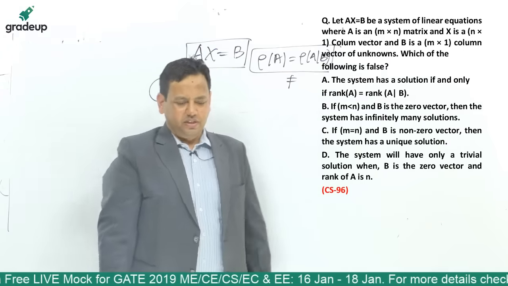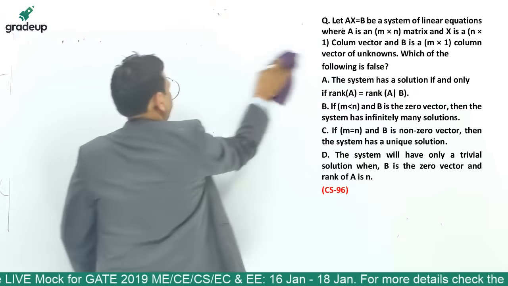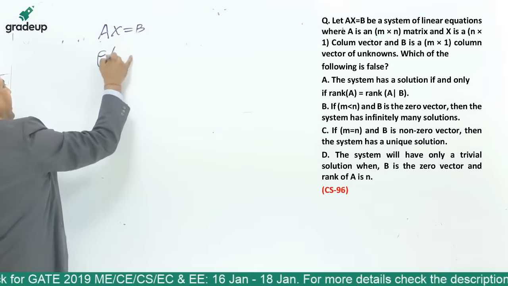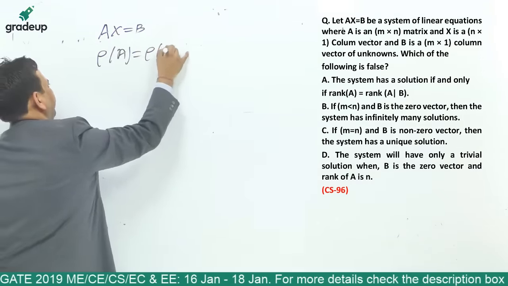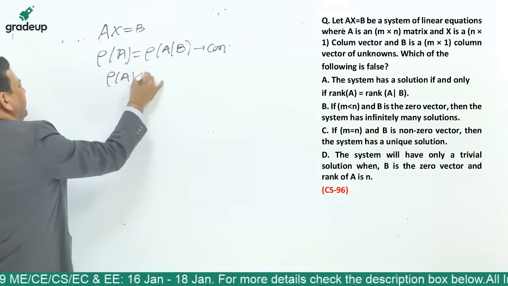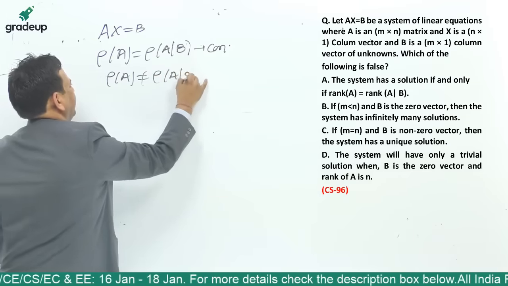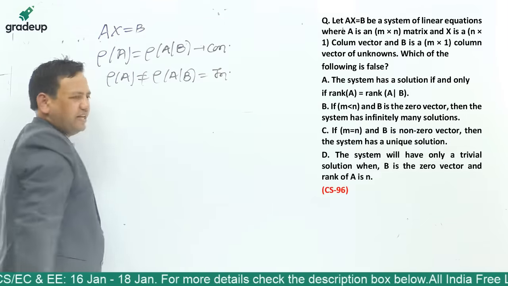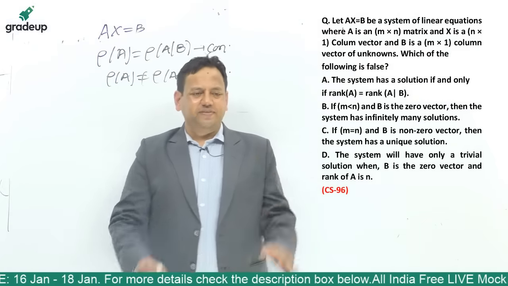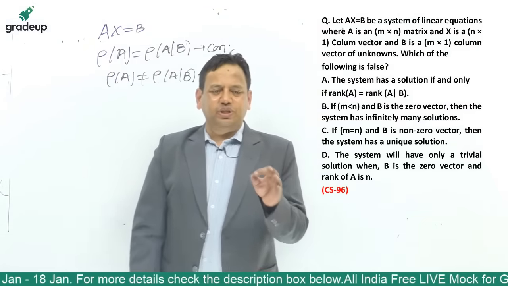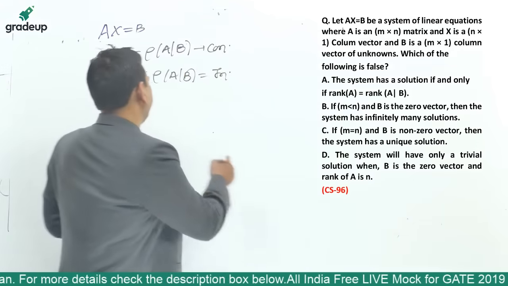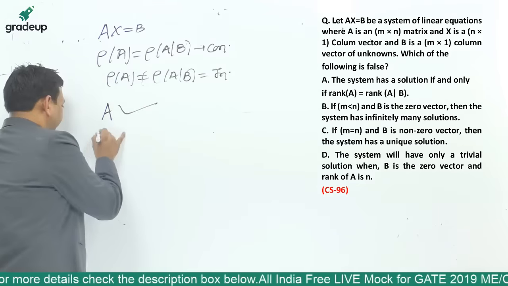Let's see the first one. So I am writing AX is equal to B. If rank of A is equal to rank of AB, then we will say consistent. And if rank of A is not equal to rank of AB, then we will say inconsistent. Now D is a wrong answer. Let's see the first one. The system has a solution. Solution means consistency, if and only if rank of A is equal to rank of AB. So option A is perfectly fine.